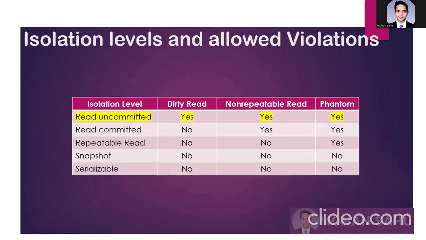In case of the read committed isolation level, you cannot have the dirty read problem. Still, you can have non-repeatable read and phantom read. This read committed is the default isolation level of Microsoft SQL Server as well as PostgreSQL. The third one is repeatable read. It will not allow dirty read or non-repeatable read violations, but it will still allow the phantom violation. The last two, snapshot and serializable, do not allow any violations.